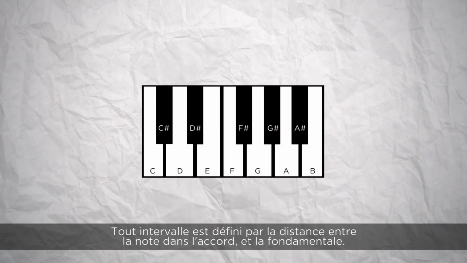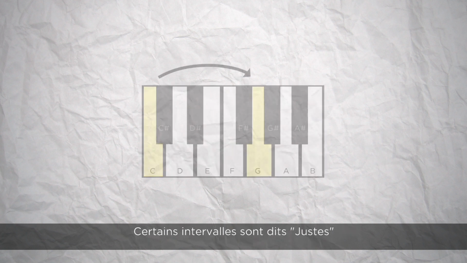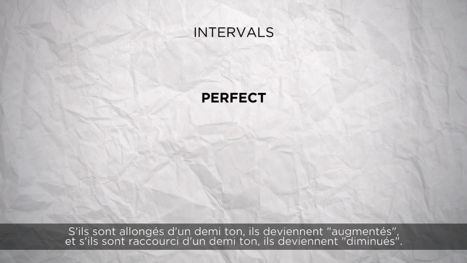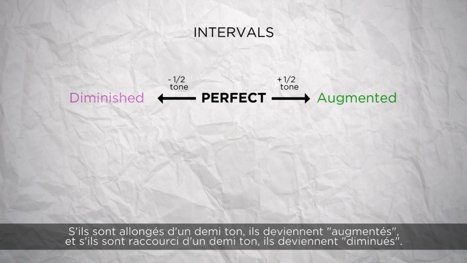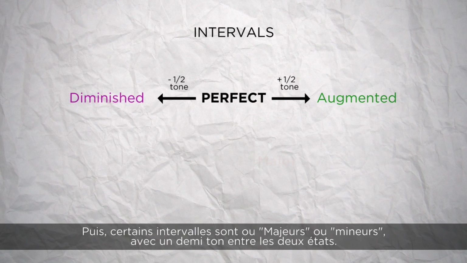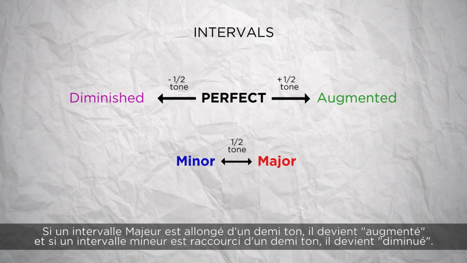Every interval is defined by the distance between a note of the chord and the root note. Some intervals will be called perfects. If they are extended by a semitone, they are called augmented, and if they are shortened by a semitone, they are called diminished. Then some intervals are called either major or minor, with a semitone between the two states. If a major interval is extended by one semitone, it becomes augmented, and if a minor interval is shortened by one semitone, it becomes diminished.